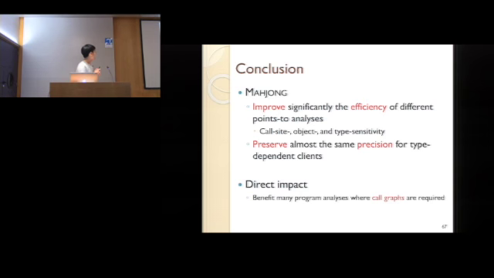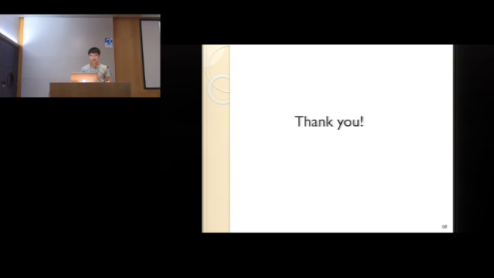So these results demonstrate that Margin clearly meets our goal. It can significantly improve the efficiency of pointer analysis while preserving almost the same precision for type-dependent clients. As a direct impact, Margin can benefit many program analyses where the core graphs are required. Thank you.